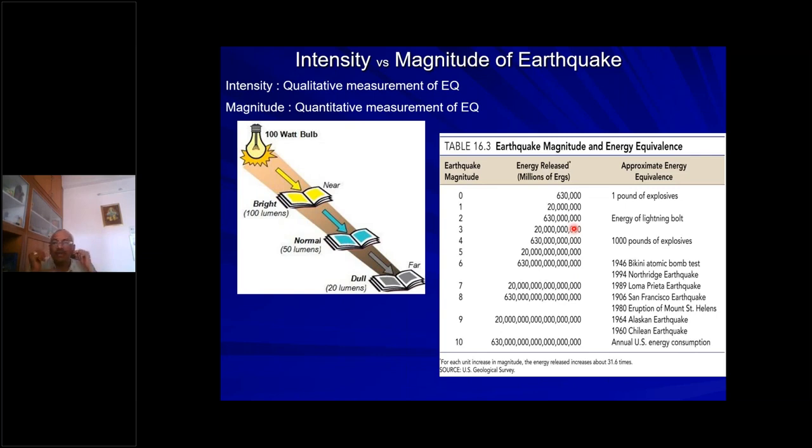Suppose the magnitude of the earthquake is 4. If I want to compare this with an earthquake of magnitude 5, the energy released at magnitude 5 is almost 32 times the energy released at magnitude 4. So that is a huge amount of energy for one magnitude increase. This is the kind of energy that gets released.